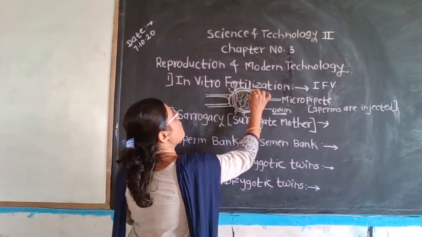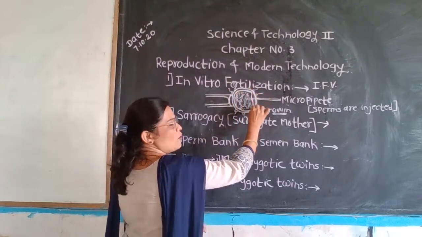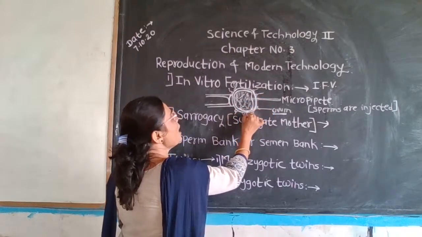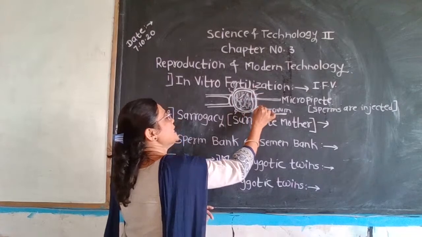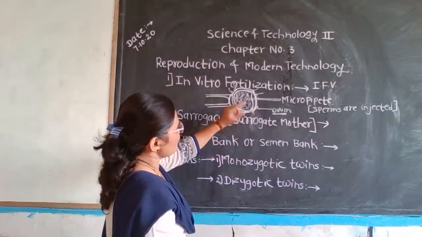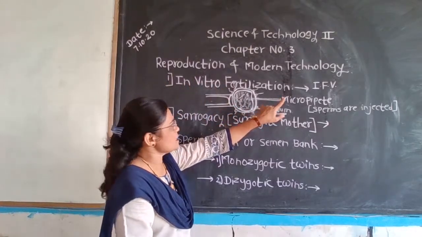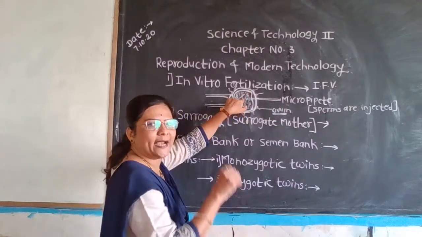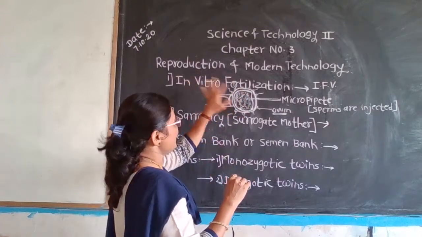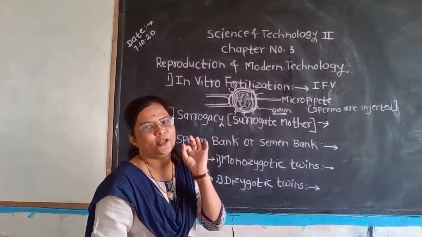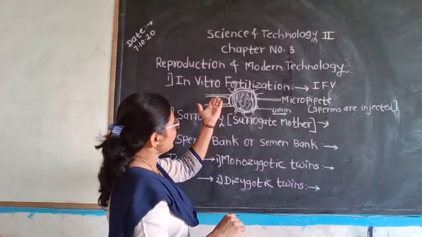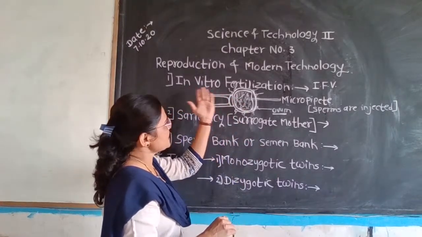See, this is the diagram of the ovum. This is the inner lining of the ovum. This is the outer lining of the ovum, and the ovum is the female germ cell and sperm is the male germ cell. And in this technology, with the help of a micropipette, the sperms are injected inside the ovum for the fertilization. That's why we also call this technology the test tube baby technology, because the fertilization takes place inside the test tube with the help of this technique.